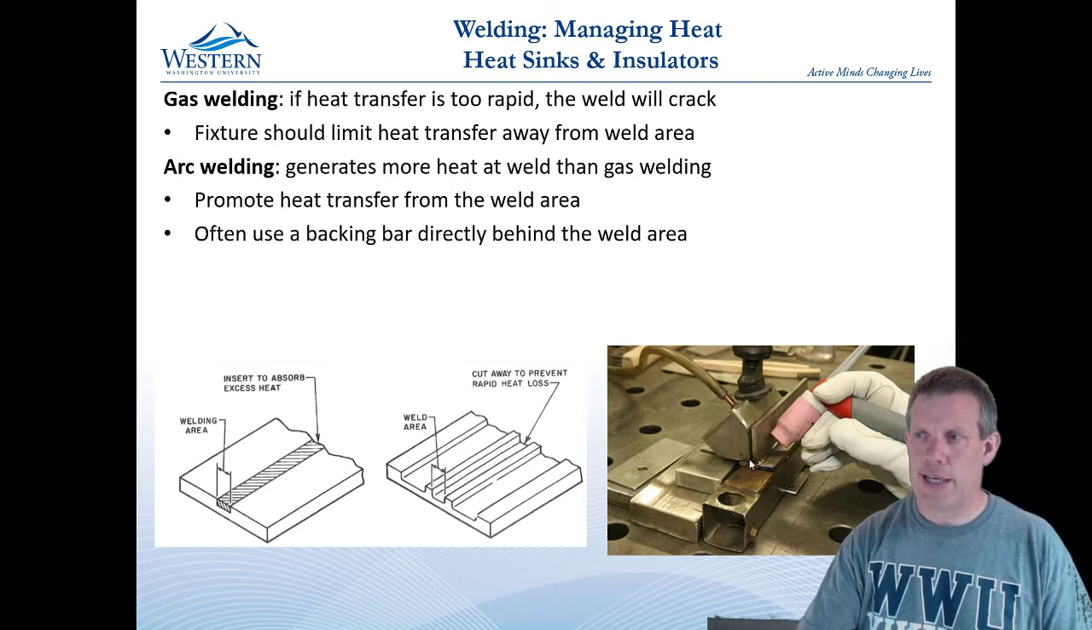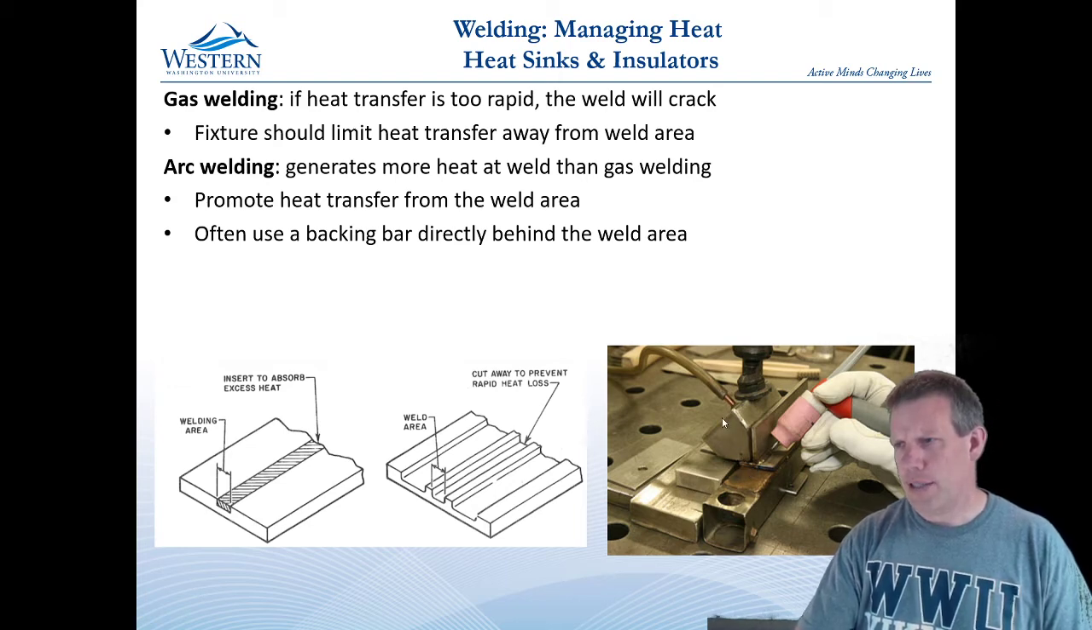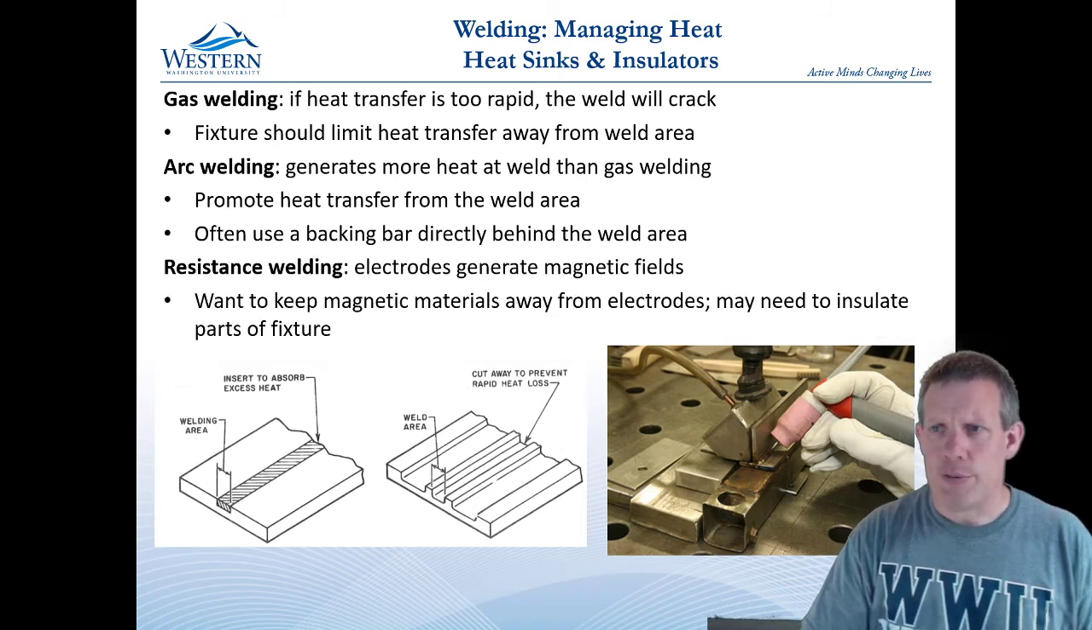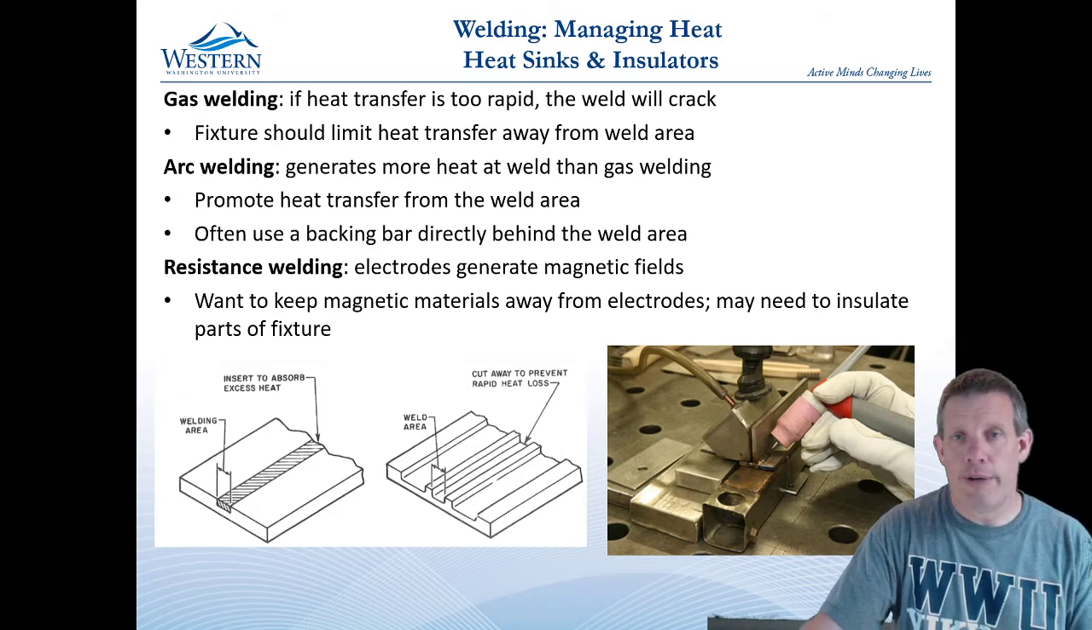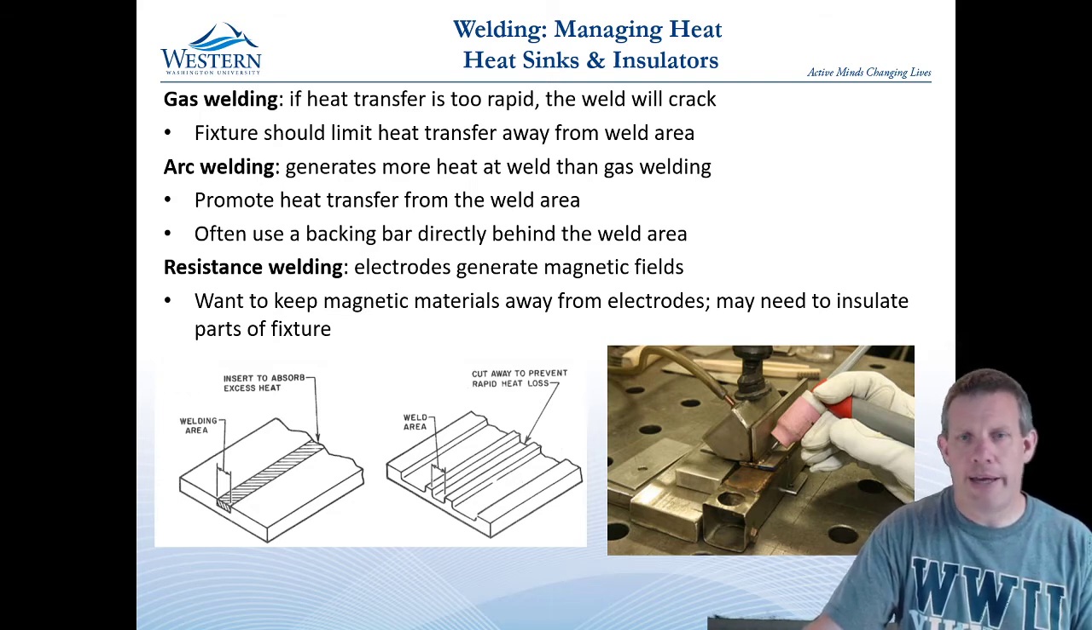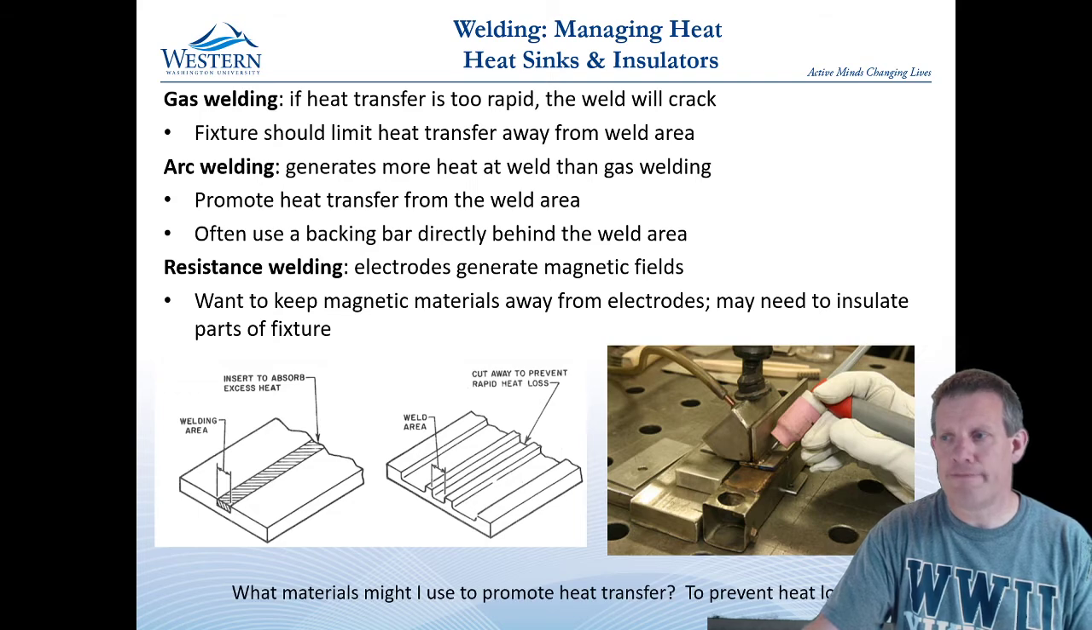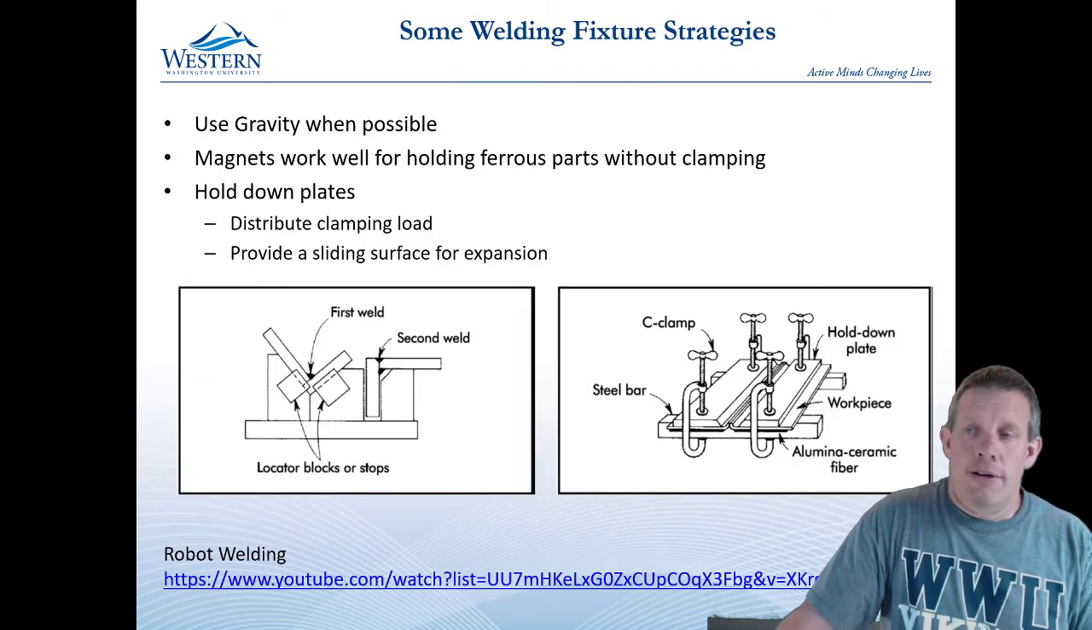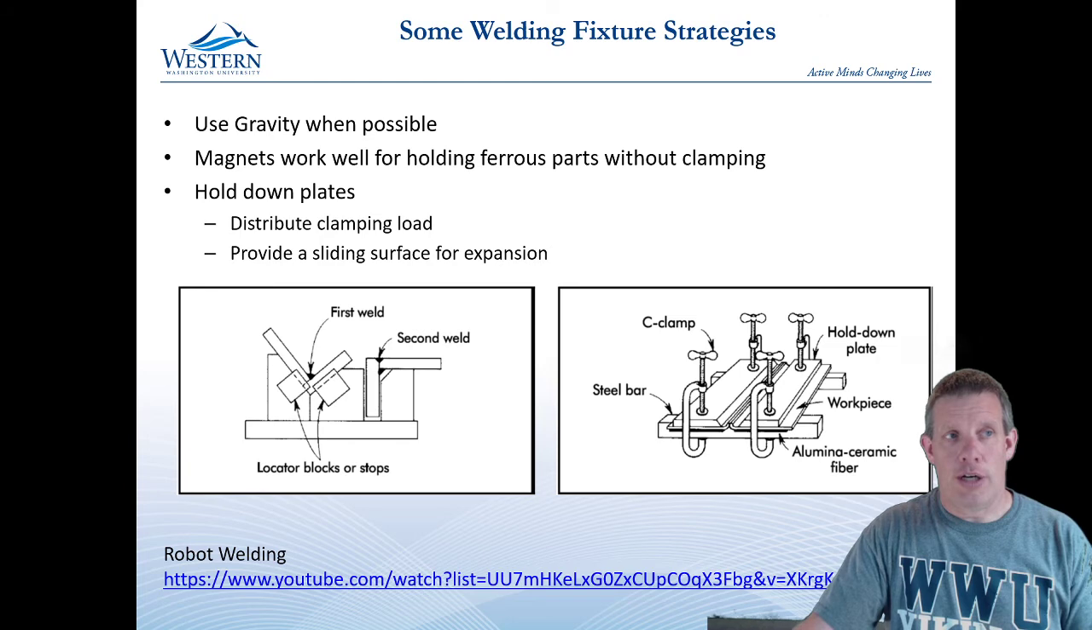So you can see right here, this is a fixture that holds the part in place. It's got a little tube on the back of it like it might be pneumatic, which would be a little odd, but anyway, you can see that it's got this copper bar underneath. With resistance welding, we have to be careful about magnetic materials, and so we may have to insulate parts of the fixture for that. Strategies for welding overall. We often want to use gravity when possible.